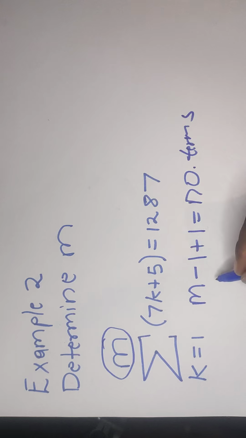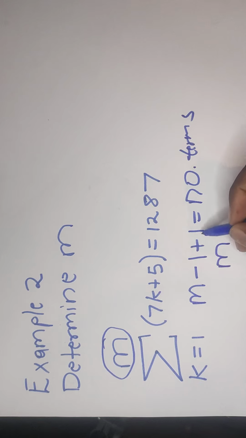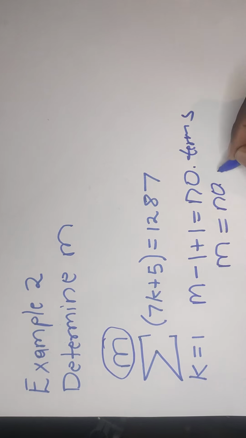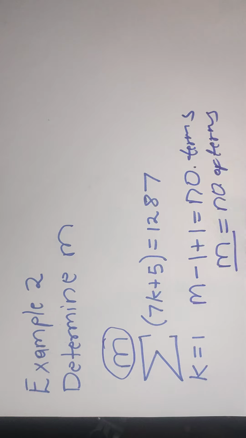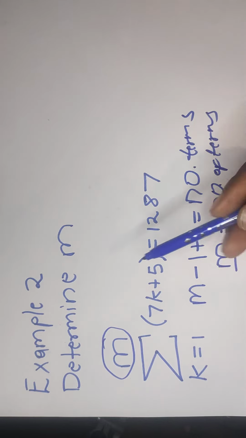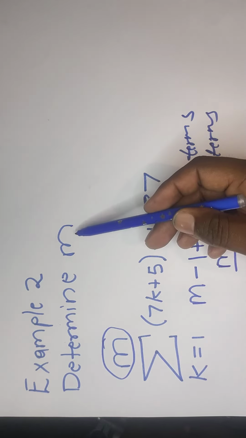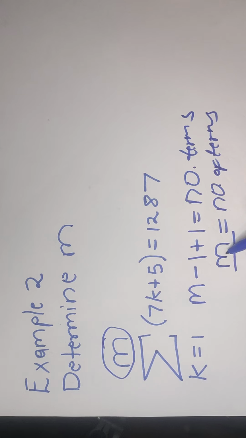How many terms do we have? So minus 1 plus 1 gives you 0, and then we are left with m is equal to the number of terms. So the number of terms is represented by m. So by just identifying the value of m, we know we are just looking for m. So now we know what we are looking for.